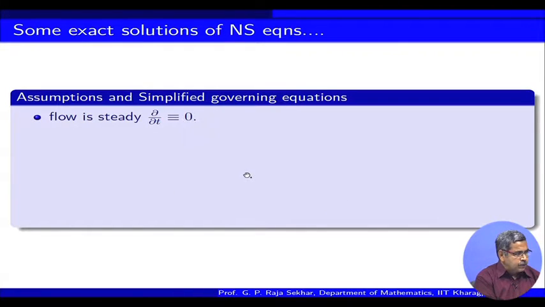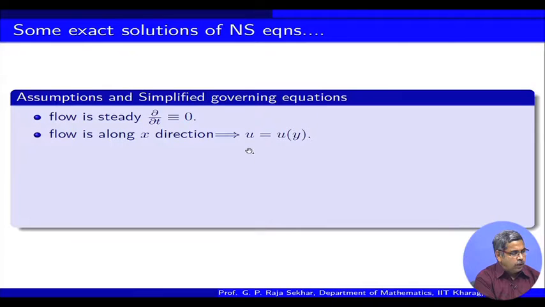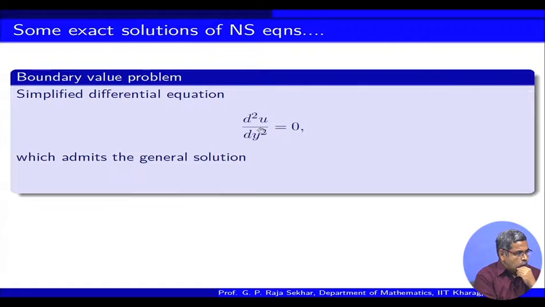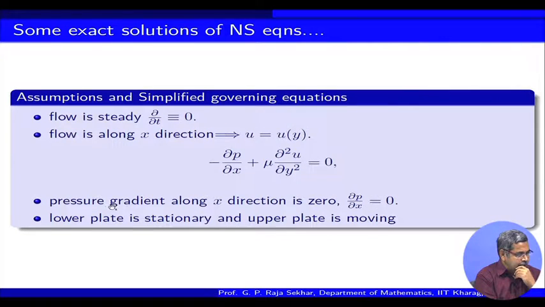What are the assumptions of the simplified equations? The flow is steady, that is the first assumption. Then the flow is along the x direction, which is nothing but unidirectional. Therefore, using the equation of continuity, we have seen that u will be a function of y. Then the y momentum indicates that the pressure gradient along y is 0. The x momentum indicates that this is the equation.